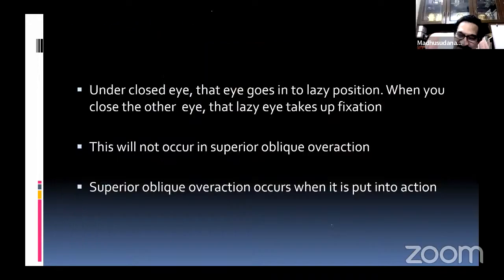So this is not a simple case. Under closed eye, the eye goes to a lazy position. When you close the other eye, the lazy position takes fixation. This will not occur with superior oblique overaction. It occurs when the muscle is put into action. Okay.